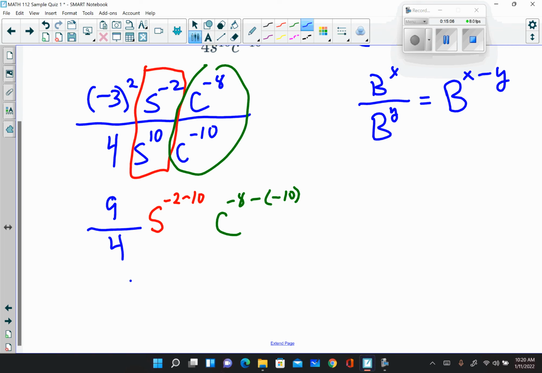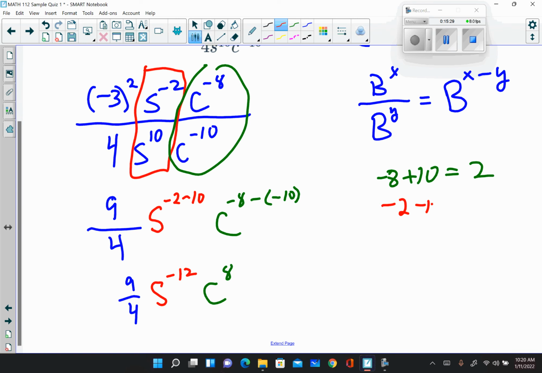We start out with 9/4. And next to that, we have s raised to the negative 12. And next to that, we have c raised to the 8th, because negative 8 minus 10 turns into negative 8 plus 10, which is 2. And over there in the red, negative 2 minus 10 is negative 12.